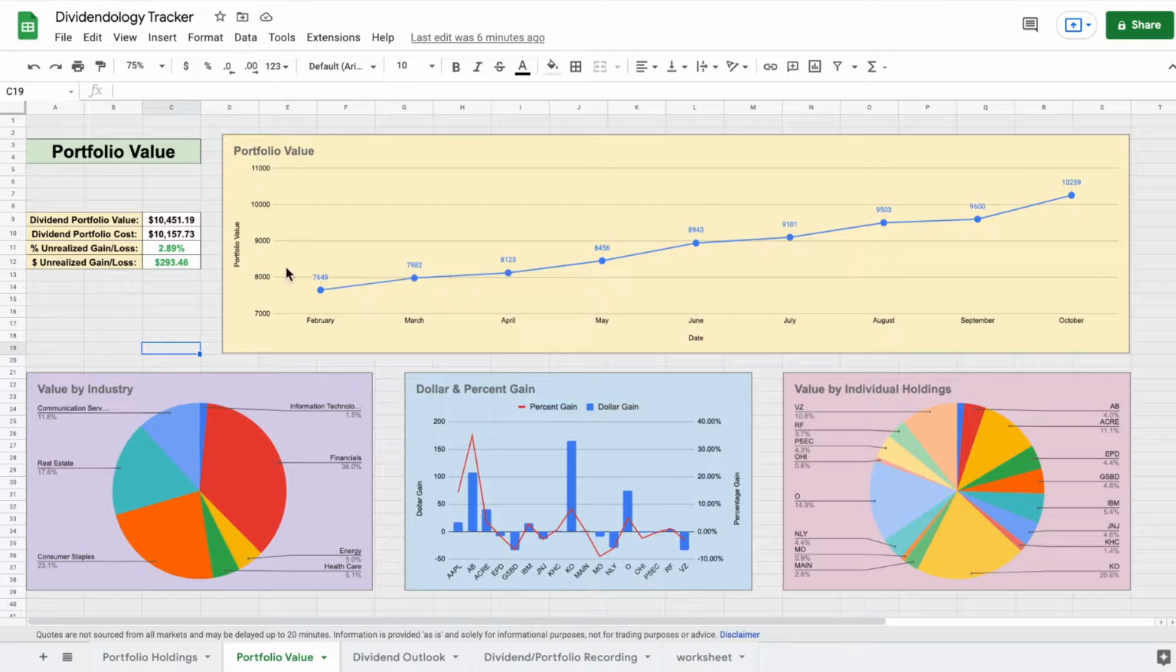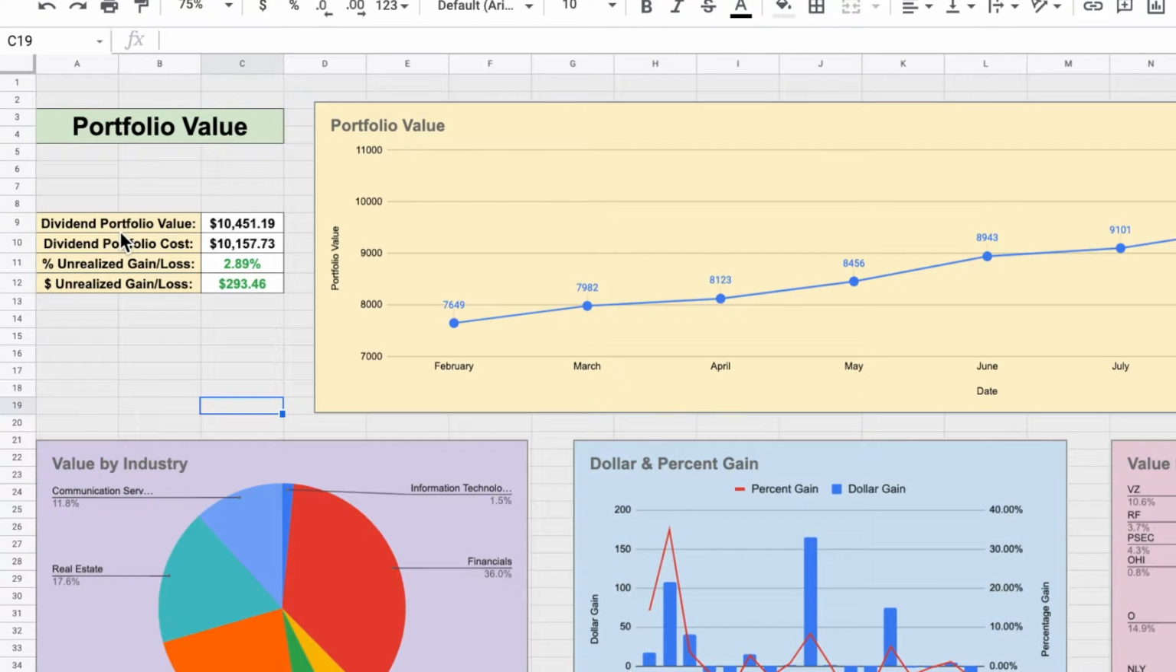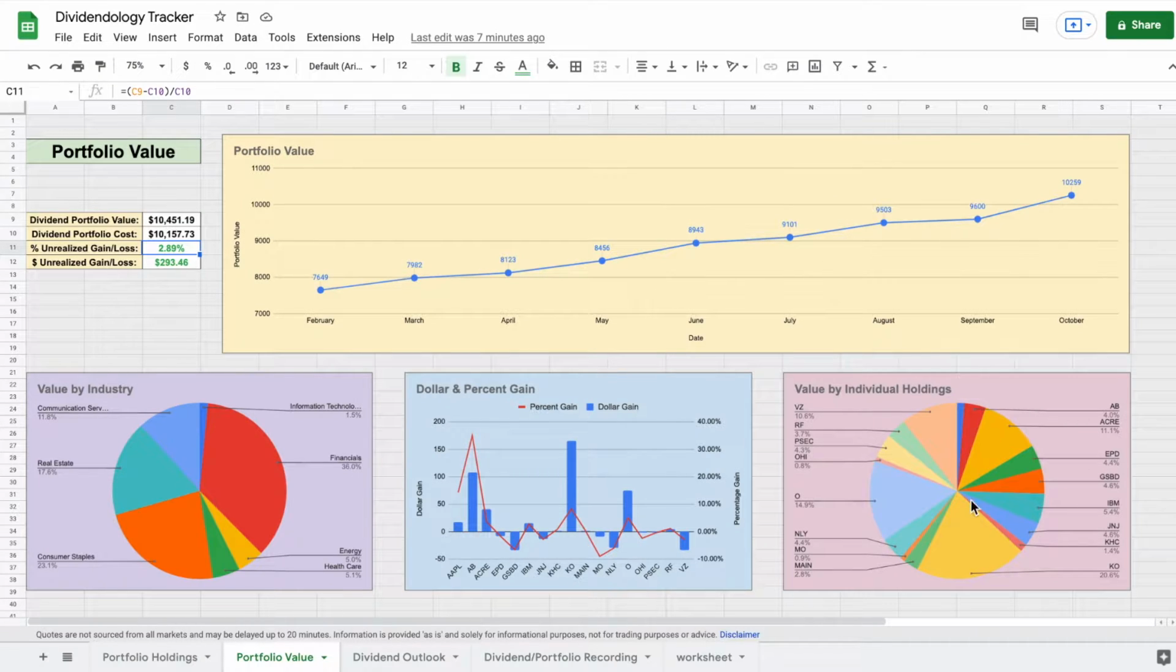If we come over here, you can see the dividend portfolio value is currently at $10,450 today, and my portfolio cost over time is just $10,157. This is a 2.89% increase in unrealized gains, and the unrealized gains in a dollar amount is currently almost at $300. If we come over here, you can see my value by individual holdings.